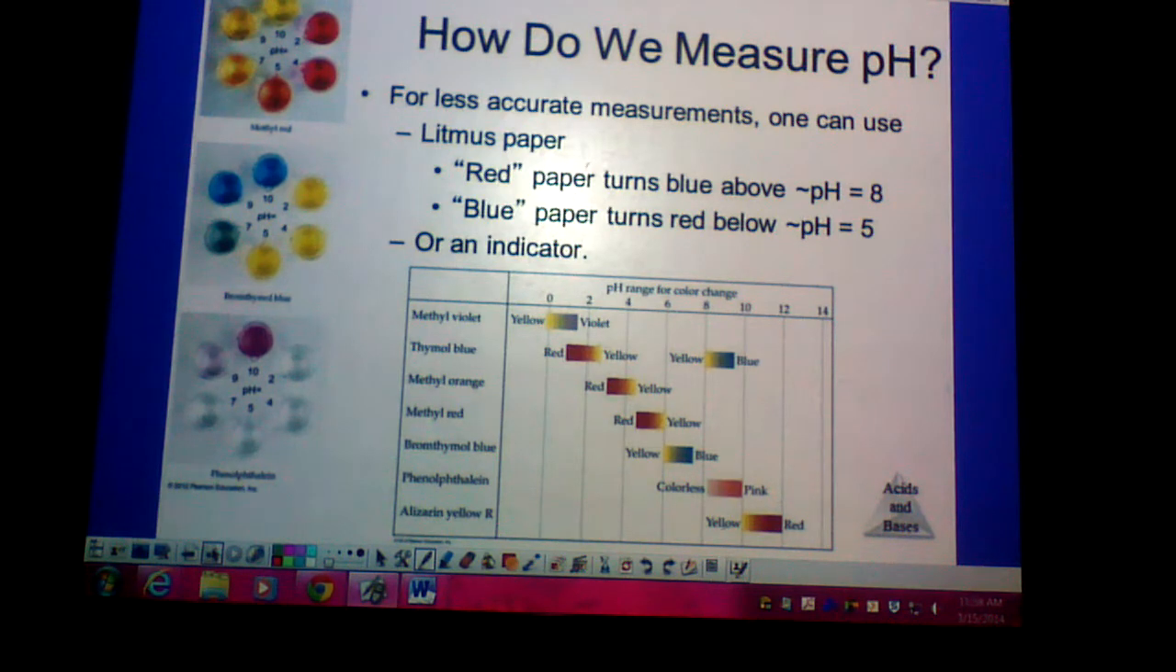But if we wanted to use a less accurate route for measuring pH, we're going to use litmus paper. If red paper turns blue, then we know that's telling us it's more basic. If blue paper turns red, then that means we're more on the acidic side. So if you have red litmus paper and it stays red, then it's an acid. If you have red litmus paper and it turns blue, then it's basic. If you have blue litmus paper and it stays blue, that means it's a base. If you have blue litmus paper and it turns red, then that means that you have an acid.